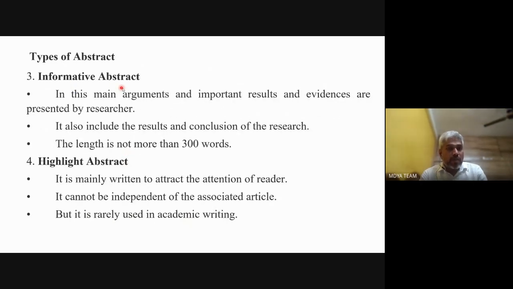Third one is the informative abstract. In this, the main argument and important results and evidence are presented by researchers. It also includes the result and conclusion of the research. The length is not more than 300 words. And the fourth one is the highlight abstract. It is mainly written to attract the attention of the reader. It cannot be independent of the associated article, and it is rarely used in academic writing. So this is all about the abstract.